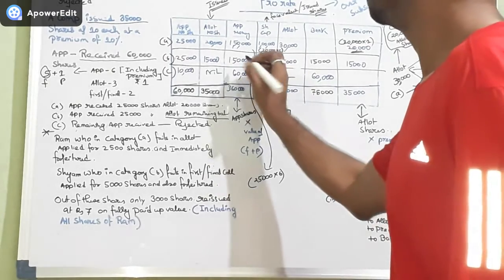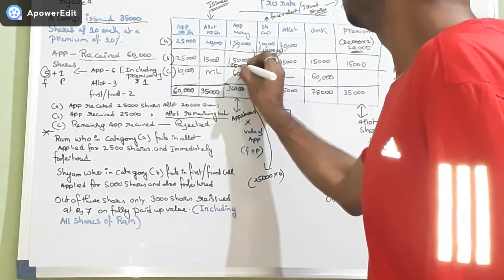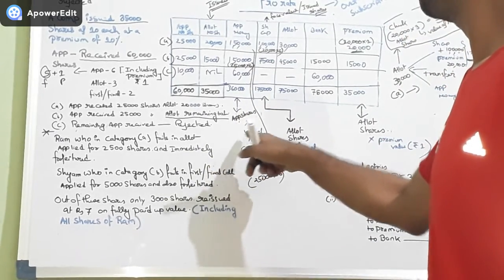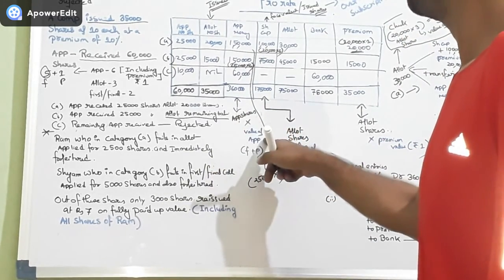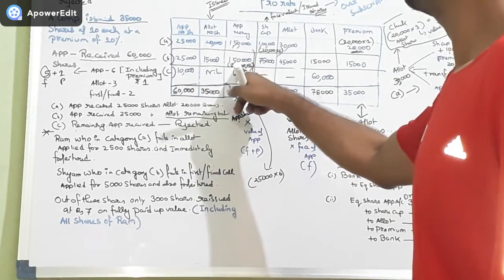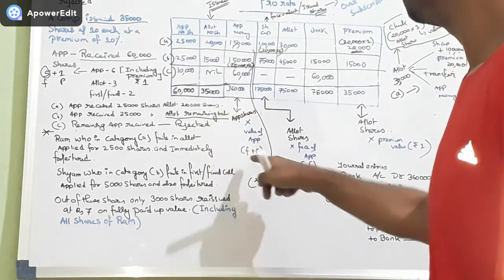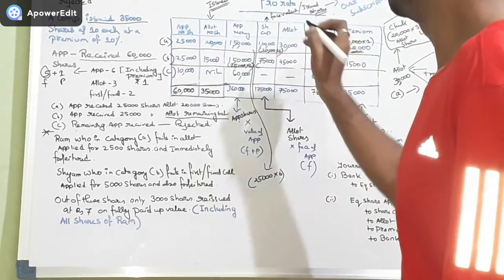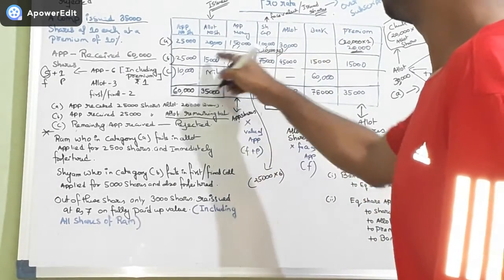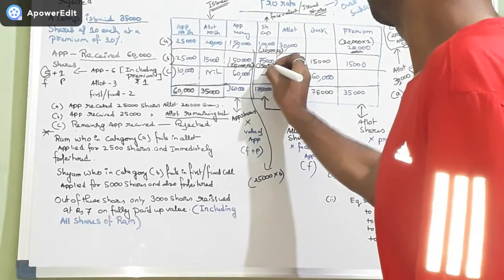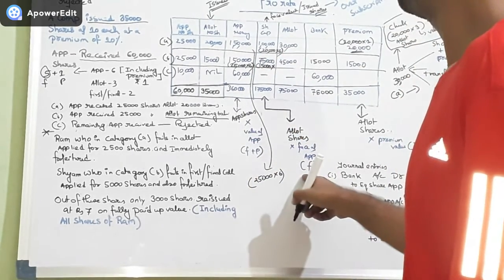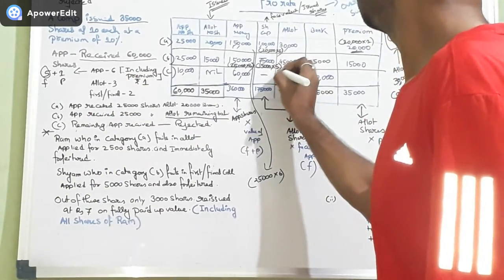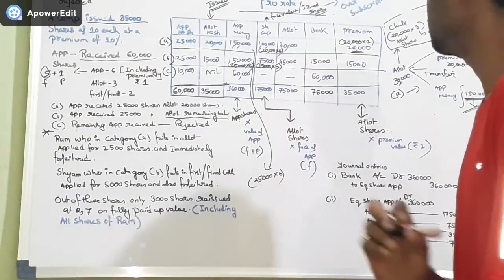For the second case, in the same way, 25,000 into 6, application shares into the value of the application. Application shares are 25,000, the value of application including face value and premium is 6 rupees, so 1,50,000. What will be the value for share capital? Allotted shares are how much? 15,000 into the face value of the application excluding premium, which is 5. So 15,000 into 5, 75,000. So we have got 75,000.